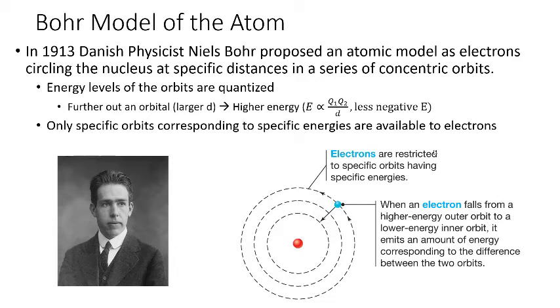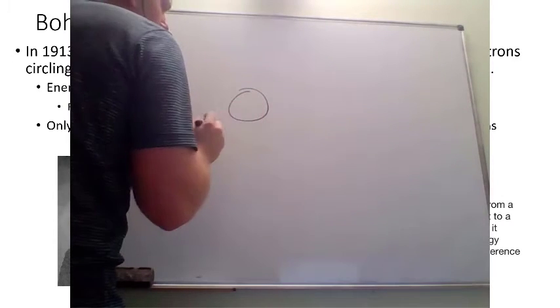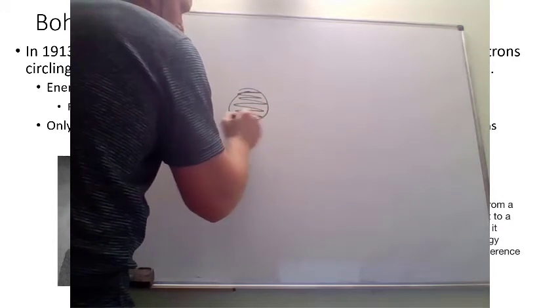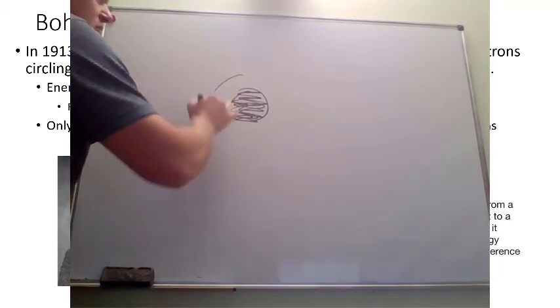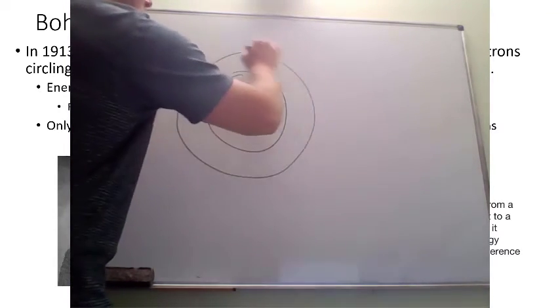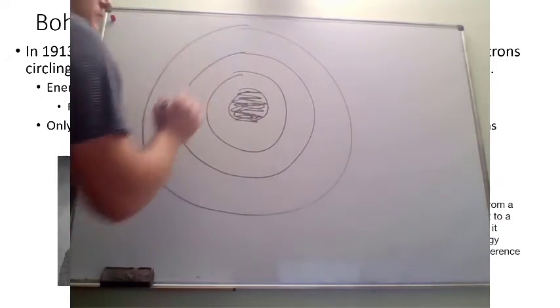The less negative E. Okay, so we'll put a drawing on the board here to further illustrate this idea. The Bohr model of the atom is the most stereotypical drawing of an atom. If you ask a layperson, if your parents are not in science, to draw an atom, they're most likely going to draw the Bohr model. We have our nucleus in the middle, which is that dense core, and then you have concentric circles that we call orbitals going out.